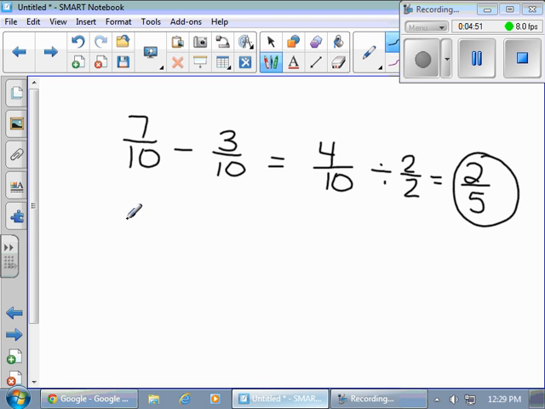Everybody do this one on your paper. I'll give you a mixed number on this one. Let's make that a 4. 4 and 7/8.